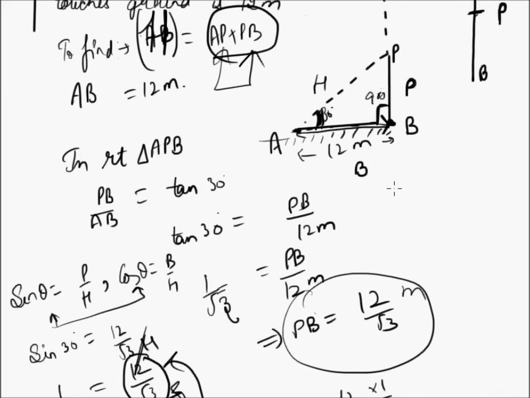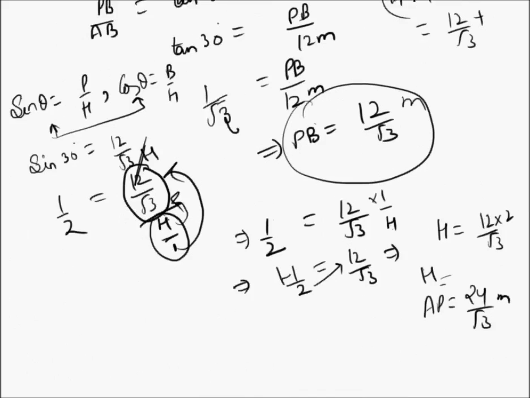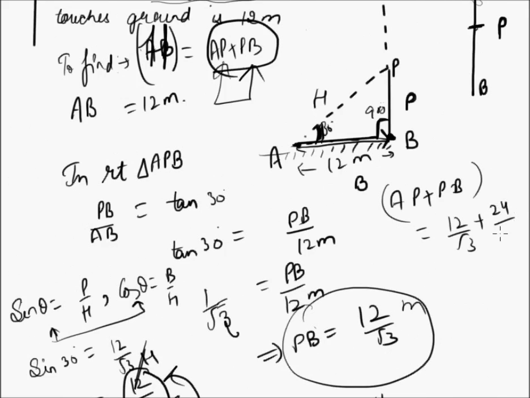Now AP plus PB is the height of the tree, which is 12 over under root 3 plus 24 over under root 3. So taking the LCM, it becomes 12 plus 24 over under root 3, which is 36 over under root 3.